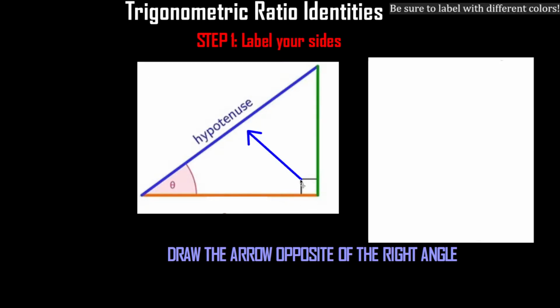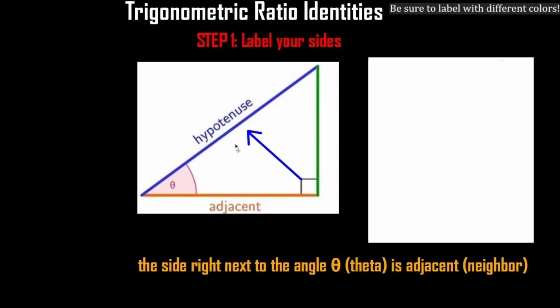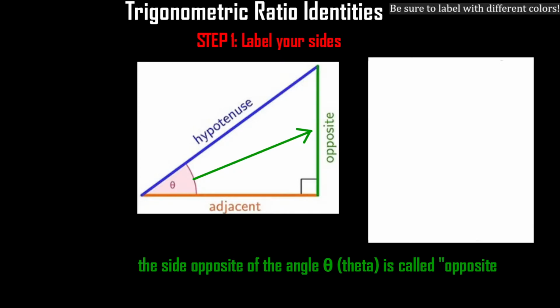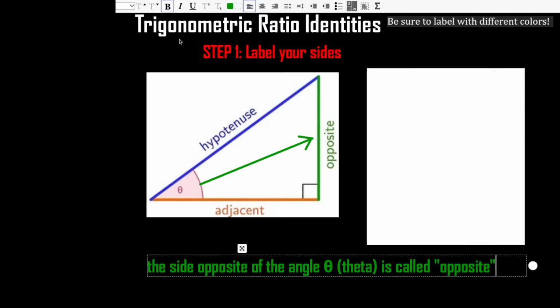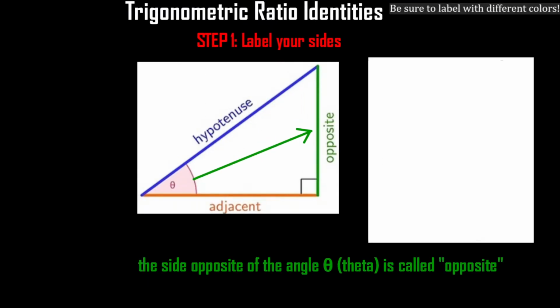So we draw the arrow opposite of the right angle, and that is going to be the hypotenuse. And that is going to be our longest side. Then the side that is next to the angle theta is going to be adjacent. That's the side right next to it, our neighbor side, is adjacent. And then the side that is opposite of the angle theta is called opposite. So you can just have that word opposite, and those are going to be your three sides: hypotenuse, adjacent, and opposite.